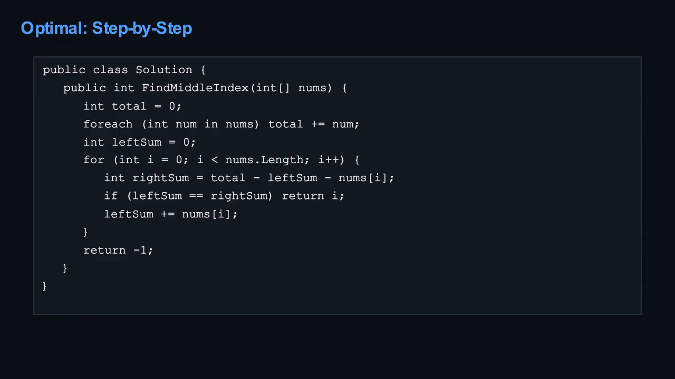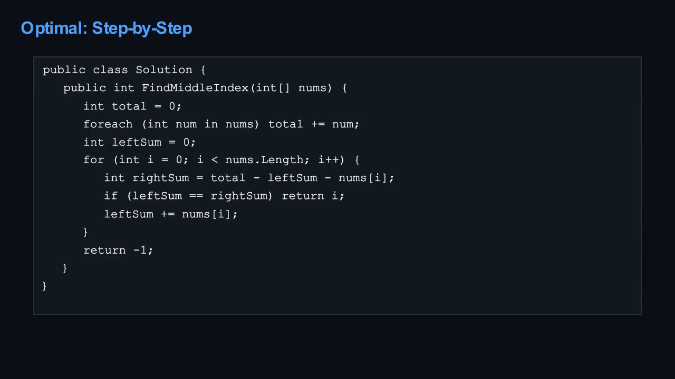At index 1, value 3, right sum is 16 minus 2 minus 3, which is 11. 2 does not equal 11. Update left sum to 5. At index 2, value -1, right sum is 16 minus 5 minus -1, which is 12. 5 does not equal 12. Update left sum to 4.